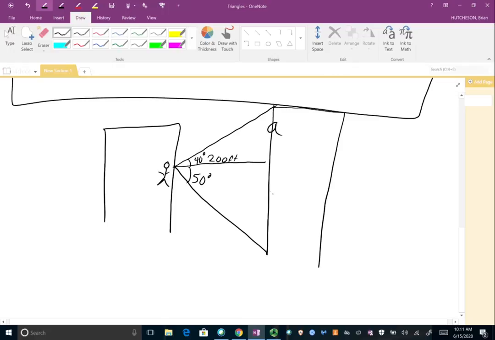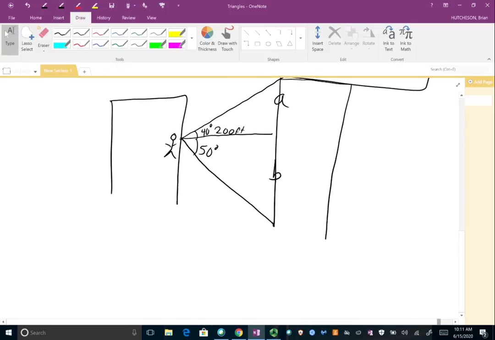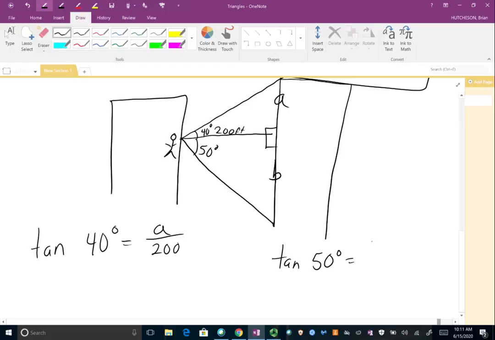Well, I see two triangles. If I can find what's opposite of the 40 degree and opposite of the 50 degree angles, A and B respectively, if I add A and B up, I can get the total height of the building. So notice what we have. We have the opposite of the angle 40, and we have the adjacent being 200. That's tangent. So the tangent of 40 degrees is A over 200. Even though it's upside down, these things are still right triangles, and the tangent of 50 degrees has to be the opposite over the adjacent, which is also 200.